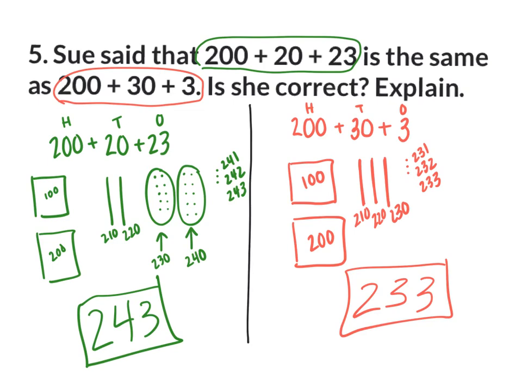So are these two number sentences the same? No, we have an extra 10 in this first number sentence that I have written in green. There's a whole extra 10 right here, this one, that is not on the other side. The other side has 3 tens, and we have 3 tens right here. This extra 10 changes the number. So we have 243, which is bigger than 233.